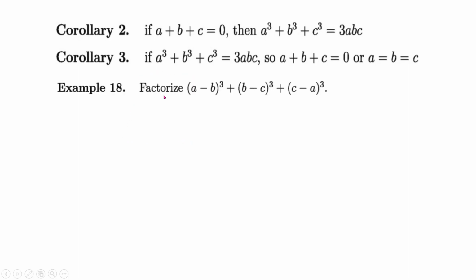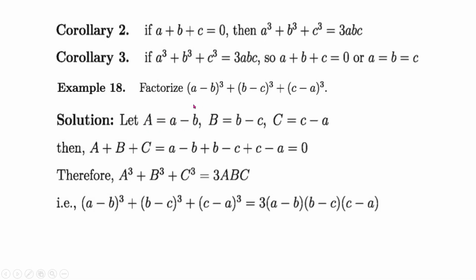Now example 18, factorize (a minus b) whole cube plus (b minus c) whole cube plus (c minus a) whole cube. We can easily factorize example 18 using corollary 2. Let a minus b equal to capital A, b minus c equal to capital B, and c minus a equal to capital C. And we get A plus B plus C equal to 0.